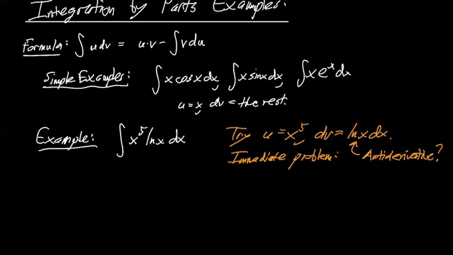So the idea here is that you need to make a choice in such a way that u is something you can differentiate and dv is something you can anti-differentiate. So no. So better, let's switch them. Let's let u be natural log of x, and dv is x to the fifth dx.